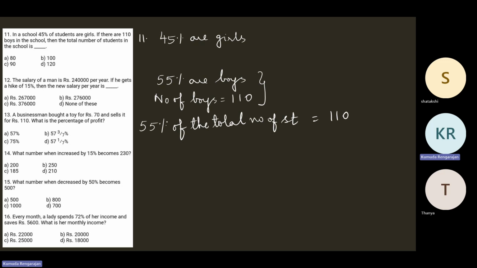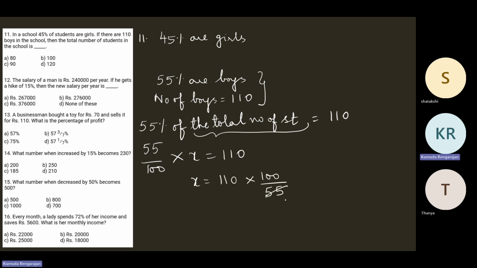So 55%, meaning 55 by 100, of means multiplication. The total number of students we'll take as X is equal to 110. So X is equal to 110 into 100 by 55, reciprocally. So 55 ones are 55, 55 twos are 110. X is equal to 200. So the total number of students in the school is 200.